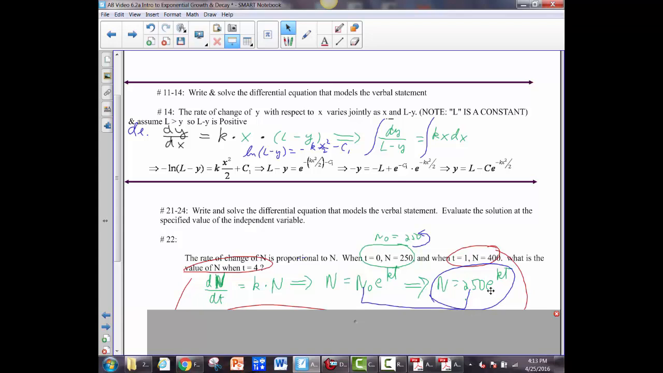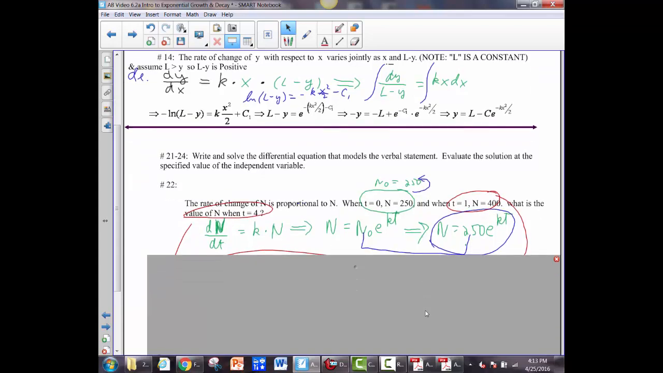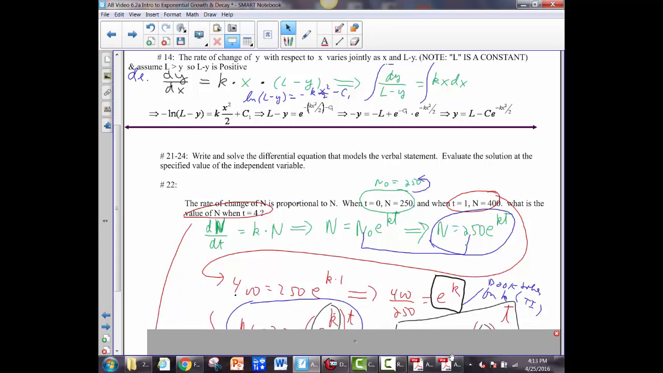Now e we know is 2.71 dot dot dot. N and t is what we want. It's the k that we need the value of. That's why they're giving you the initial condition that when t equals 1, n equals 400, which will allow us to find k. So you have 400 equals 250 times e to the k times 1, which makes 400 over 250 equals e to the k.